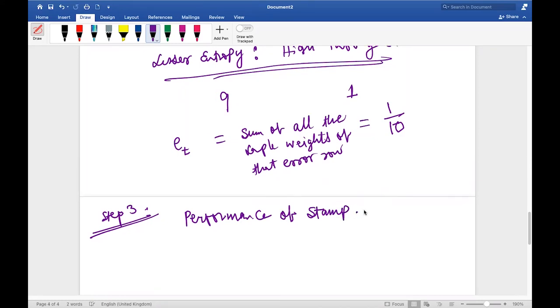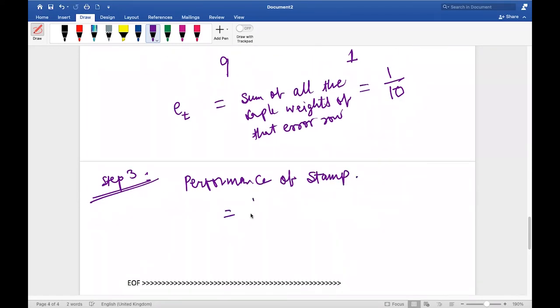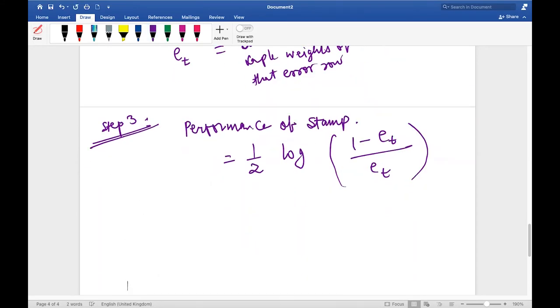How will I calculate the performance? The formula is 1/2 log of (1 minus total error) upon total error. And what is my total error? I know this, my total error. Yes or no? And this log is, by the way, of base e. Understood? Now let's say I am not going to calculate. Let's say I got the value. After I put in 1/10, I got the value as X. Any confusion till here? How I found out the performance of my stump?